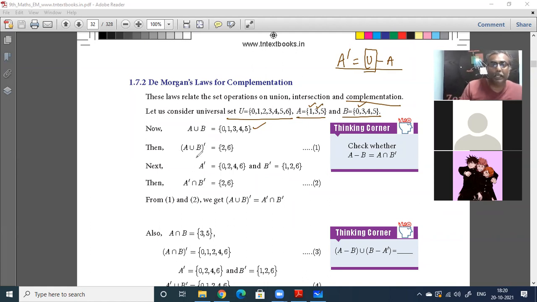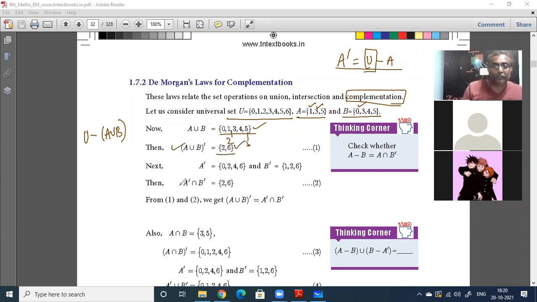Then he is telling (A union B) complement, because he is going to do something with complementation. (A union B) complement is equal to the universal set minus (A union B). So 0, 1, 2, 3, 4, 5, 6 minus 0, 1, 3, 4, 5. What is left? 2 is left and 6 is left. So this is also correct, 2, 6.